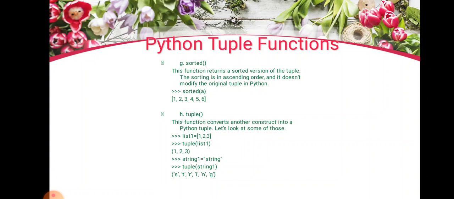Okay, let me have another example. string1 is equal to a string with double quotes, it is a value. I am applying this string1 to the tuple function, tuple of string1, which gives a tuple. Each and every letter will be converted to a single element, enclosed with parentheses. So it is converted to the corresponding tuple S, T, R, I, N and G. Okay, this is the use of the Python tuple function.